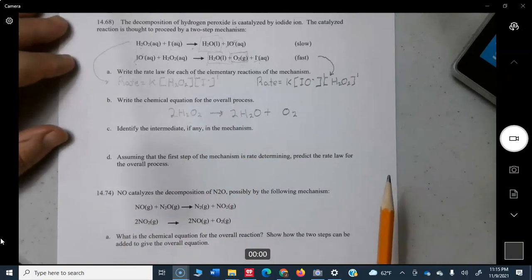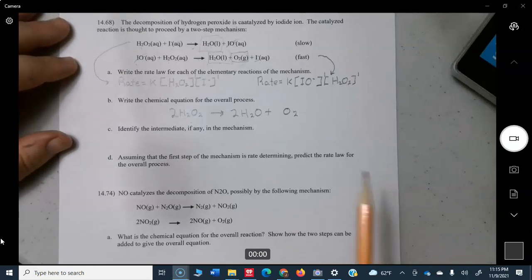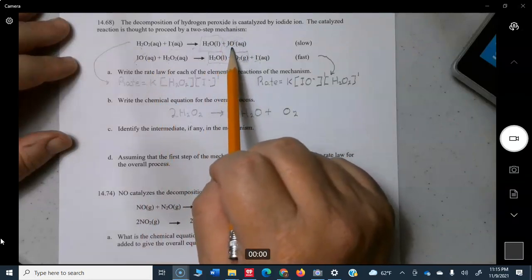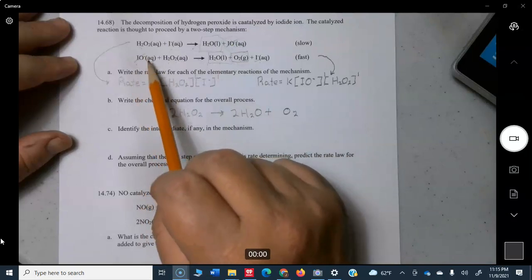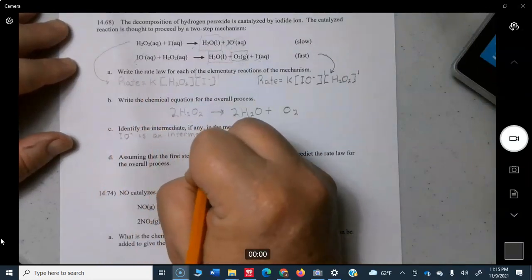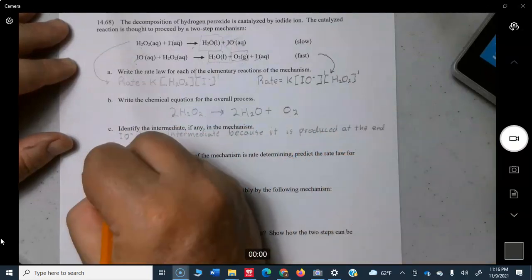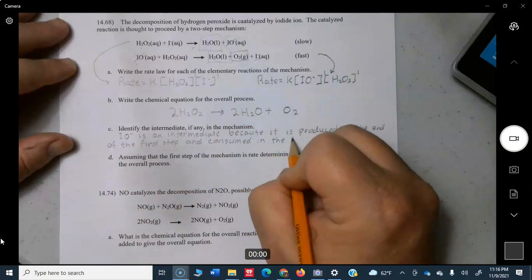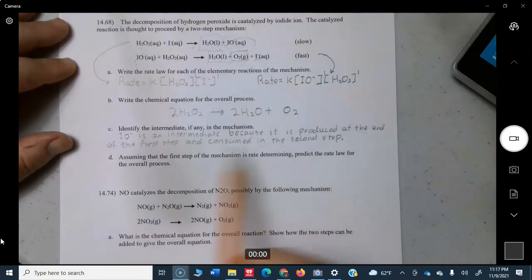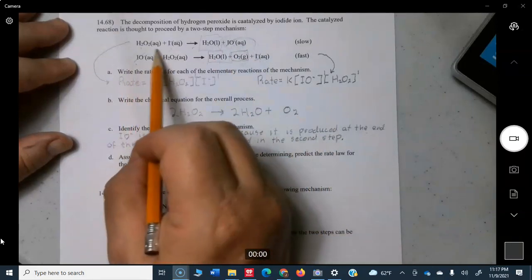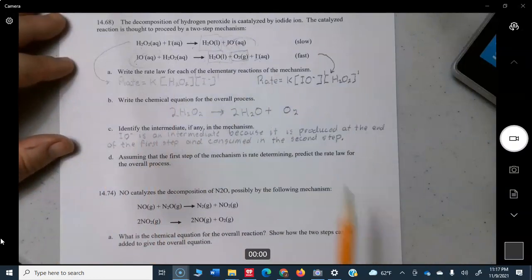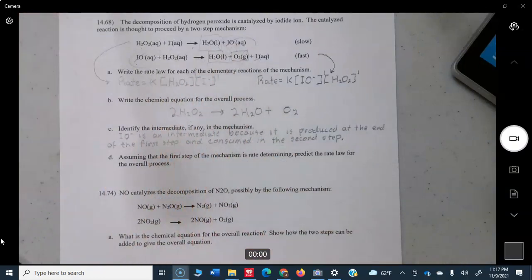So identify the intermediate, if any, in the mechanism. Okay, so what we had here is IO minus appears at the end of the first step, and IO minus is completely consumed at the beginning of the second step. So that is an intermediate. IO minus is an intermediate because it is produced at the end of the first step and consumed in the second step. It doesn't appear at the beginning of the first reaction, it doesn't appear at the end of the second reaction. It's produced and consumed within the reaction. That's the definition of an intermediate.